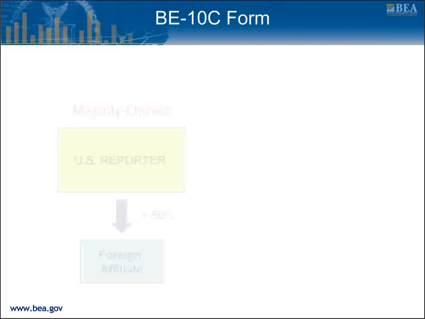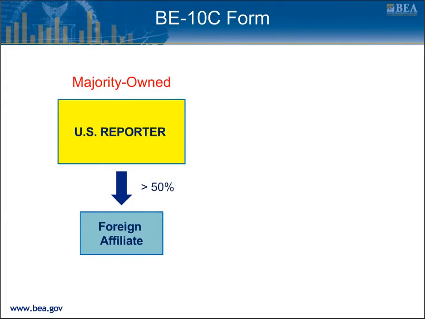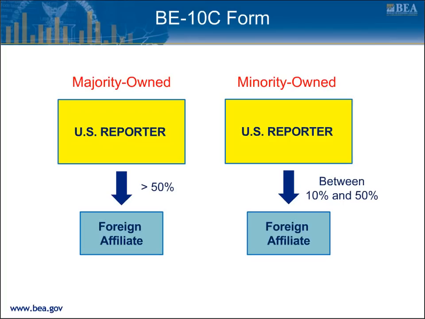Recall that a majority-owned foreign affiliate is one in which the ownership interest of the U.S. reporter in the affiliate exceeds 50%, and a minority-owned foreign affiliate is one in which the U.S. reporter's ownership interest in the affiliate is between 10% and 50%.